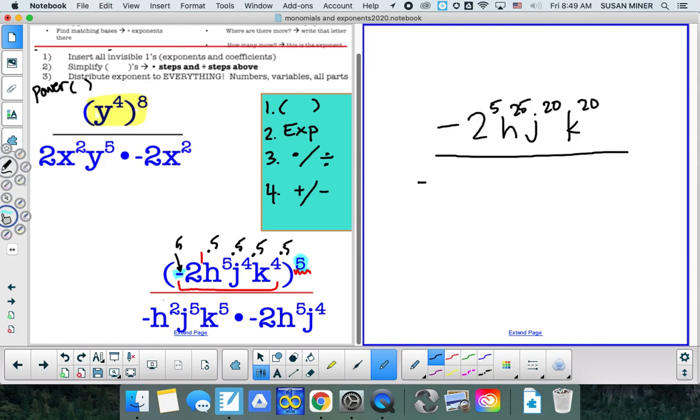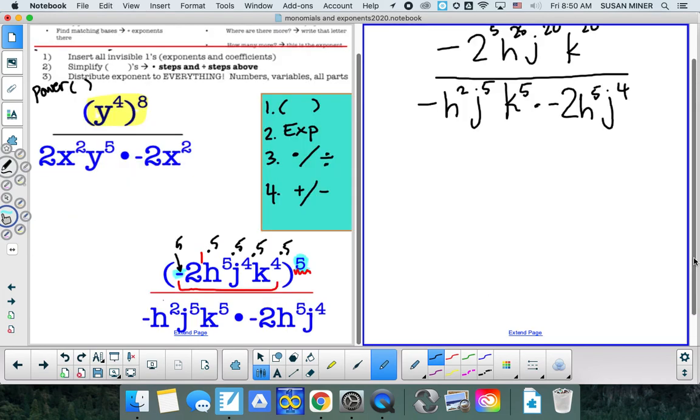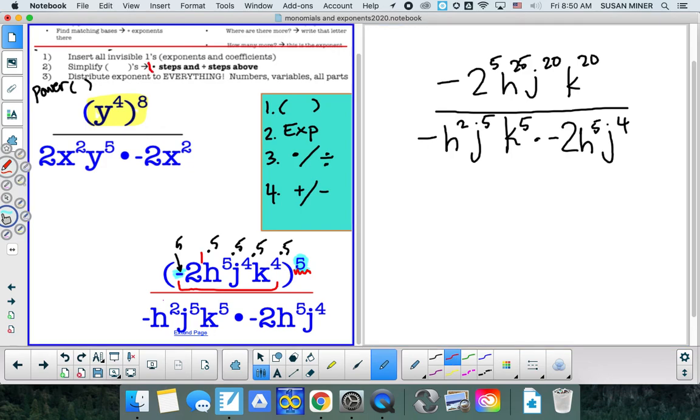And that's all going to be over negative h squared, j to the 5th, k to the 5th, times negative 2, h to the 5th, j to the 4th. Okay, sweet. Now I don't have any more parentheses. I can start to use my multiplication and division steps from above in order to solve this problem. Okay, this is how I do it.